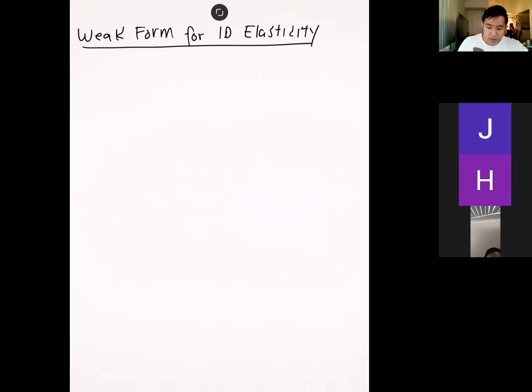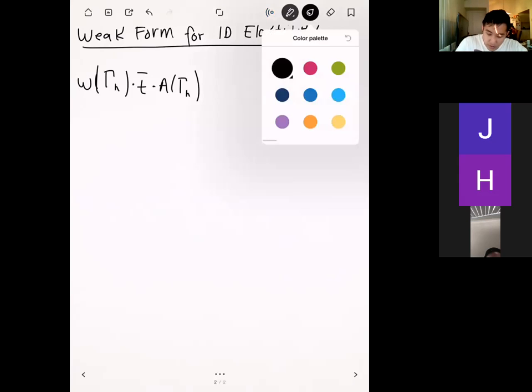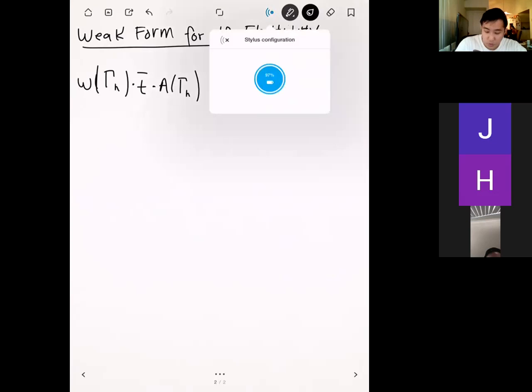Okay? And so I'm going to write a slightly more general version of what I did last time, so that you can apply this to almost any problem. First we start out with this term w at gamma_H times T bar times A at gamma_H. This is a new thing right here. I'm using gamma_H to denote the location of the Neumann boundaries.